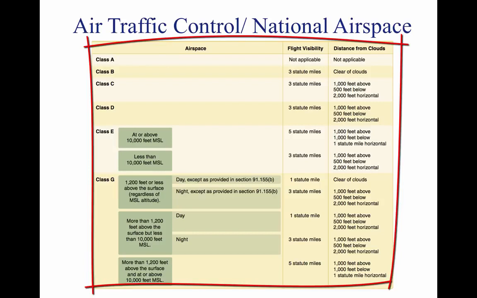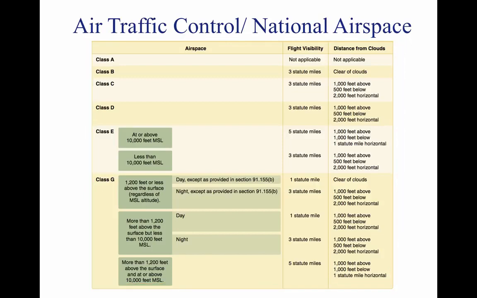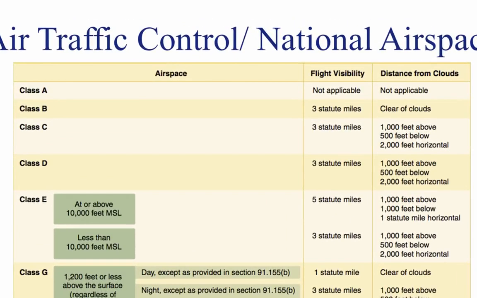Above is a chart consisting of all the different airspaces with their VFR weather minimums listed on the right. If a pilot is operating in Class A airspace, they must be flying by instrument flight rules and not visual flight rules with air traffic control clearance. Therefore, minimums are not listed.